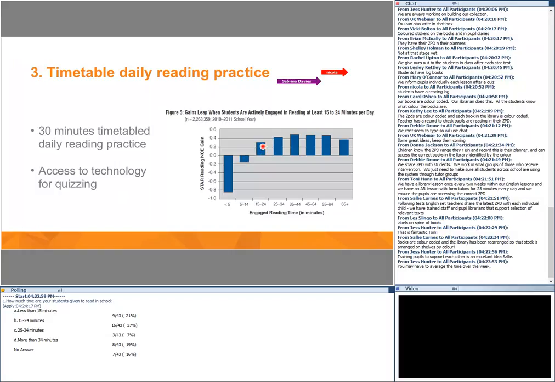But the greatest gains are found between 25 and 34 minutes of daily reading practice. Hence, we suggest timetabling 30 minutes of daily reading practice to ensure that you can have a minimum of 25 minutes out of that time. If students are reading for more than 34 minutes, you still have some growth happening, a little bit more, but it tends to plateau and then drop down again. So your sweet spot really falls between 25 and 34 minutes of daily reading practice.